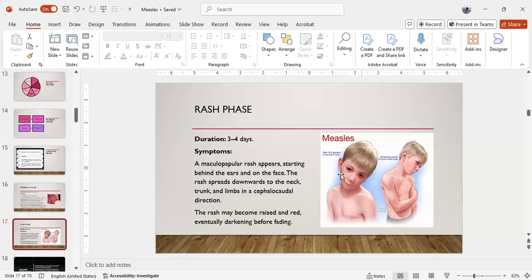This is a small boy. You can see here the rash is only on his face. The trunk has no rash. And then in this picture, the face, neck, trunk, and even extremities are involved.